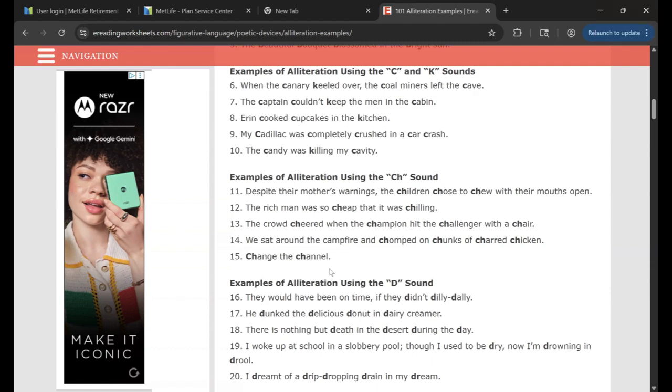Despite their mother's warnings, the children chose to chew with their mouths open. Okay. Next. The rich man was so cheap that he was shilling. That's good. Next. The crowd cheered when the champion hit the challenger with a share.